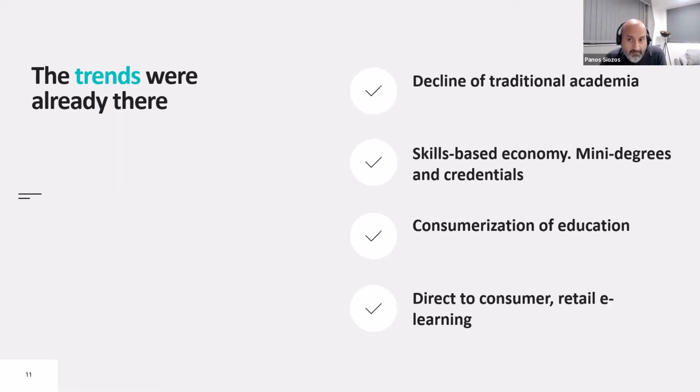And even in the field of academia, traditional education, the changes were rapid. Traditional academia was in decline. Getting a degree from a university didn't mean that you could find a job in many cases. In most cases, you had to be reskilled and retrained and acquire the specific skills that were requested by a company. Big companies like Facebook and Google have their own training programs because they want workers that know specific things. Consumerization of education, all these executive courses and online courses and lifelong learning, were already happening.